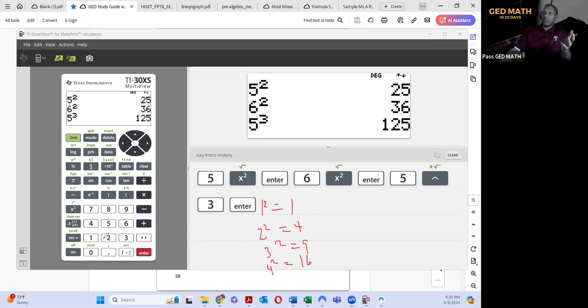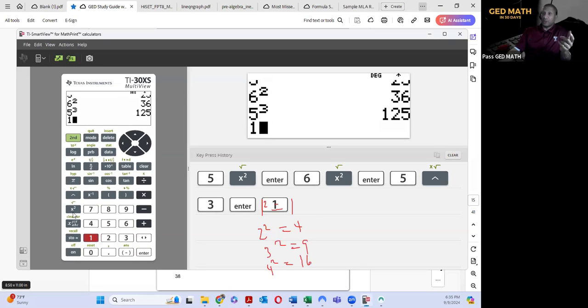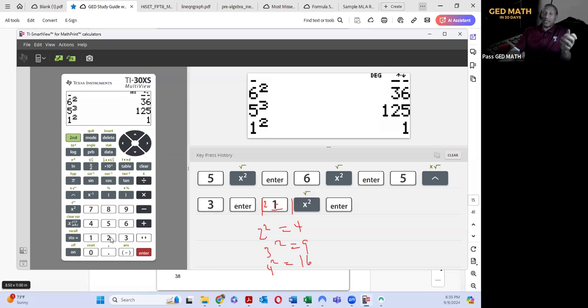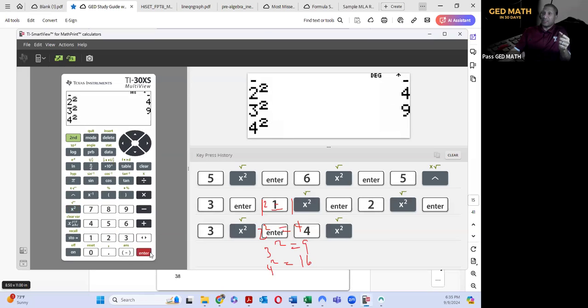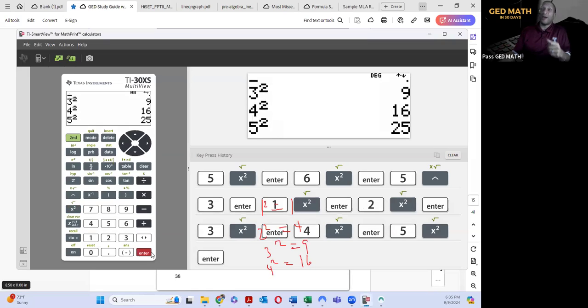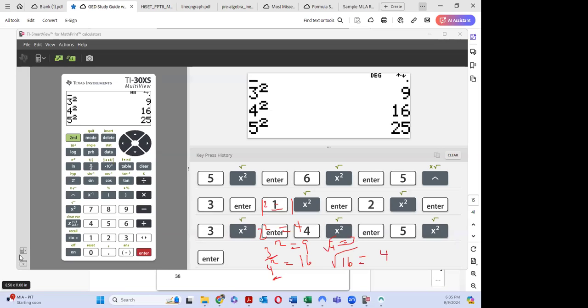So on your calculator, you just practice and go 1 squared, putting it in. And you say the answer before you press it. 2 squared is 4. 3 squared is 9. 4 squared is 16. 5 squared is 25. And then you turn around and you do the opposite. The square root of 16 is the base, which is 4. The square root of 9, which is the base, is 3. So you turn right back around and practice putting that in your calculator.